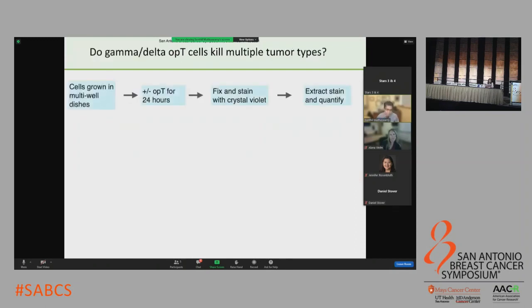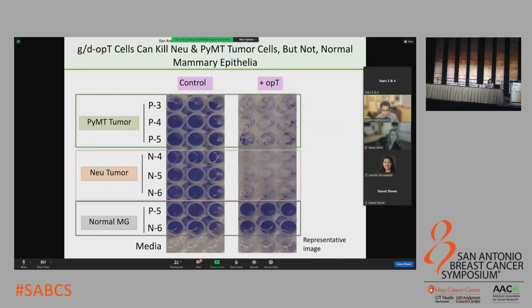As I mentioned, the gamma delta T cells see antigens independent of MHC presentation and can also be targeted for multiple different tumor types. So we wanted to know if gamma delta T cells from one mouse model can kill tumors from another mouse model. The way we tested is to grow cell lines from either polyomavirus middle T or neu model, and then we co-culture them with OPT cells and look for viability or killing. What we found was that the neu-derived, the neu ERB2 tumor-derived OPT cells can effectively kill both middle T tumor cells and neu tumor cells.